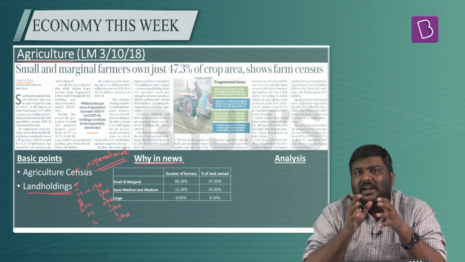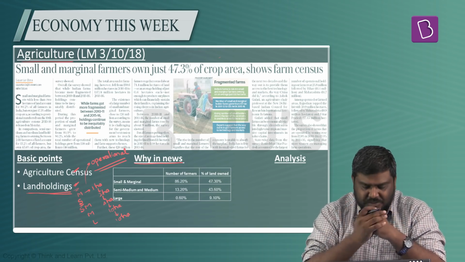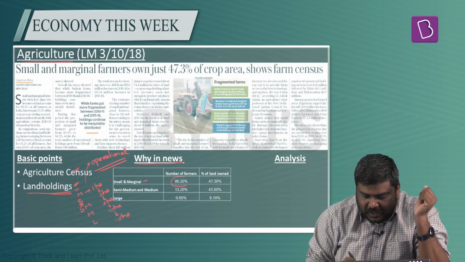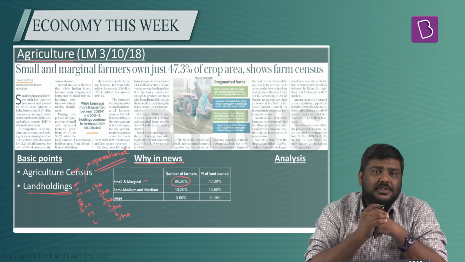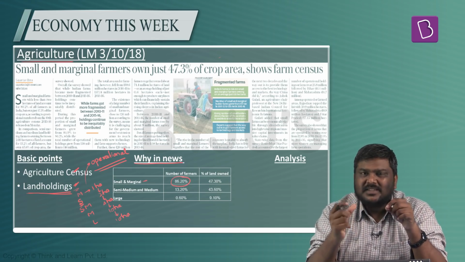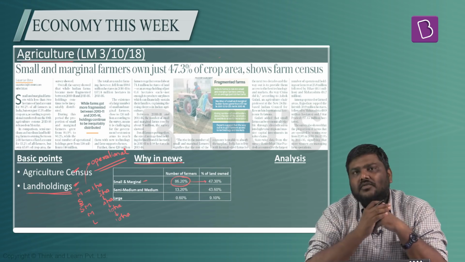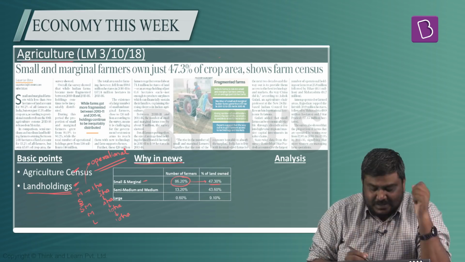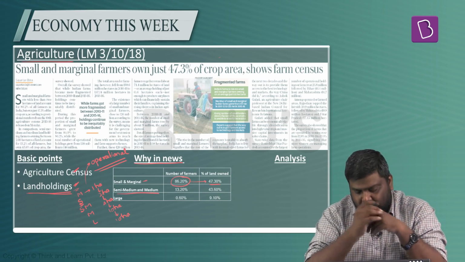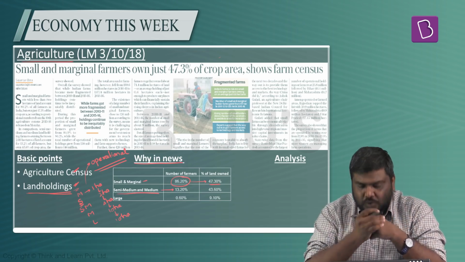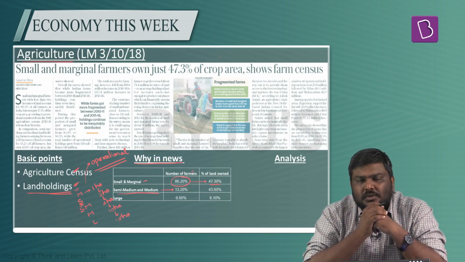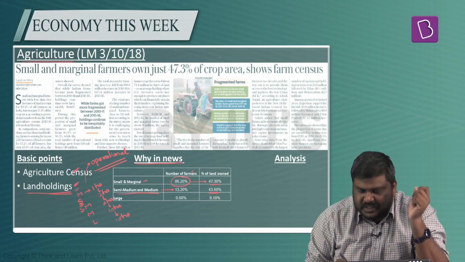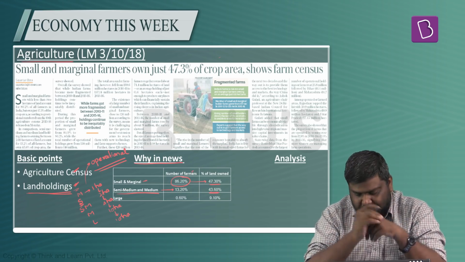So what have been the findings of this particular census? Let's try and understand. First, the number of small and marginal units account for 86.2% of the total units. But in terms of the land size, the total land size will account for 47.3% of the total land which is under cultivation. Second, semi-medium and medium land holdings account for 13.2% of the total land holdings, and the total land is 43.6% of the total land under cultivation.